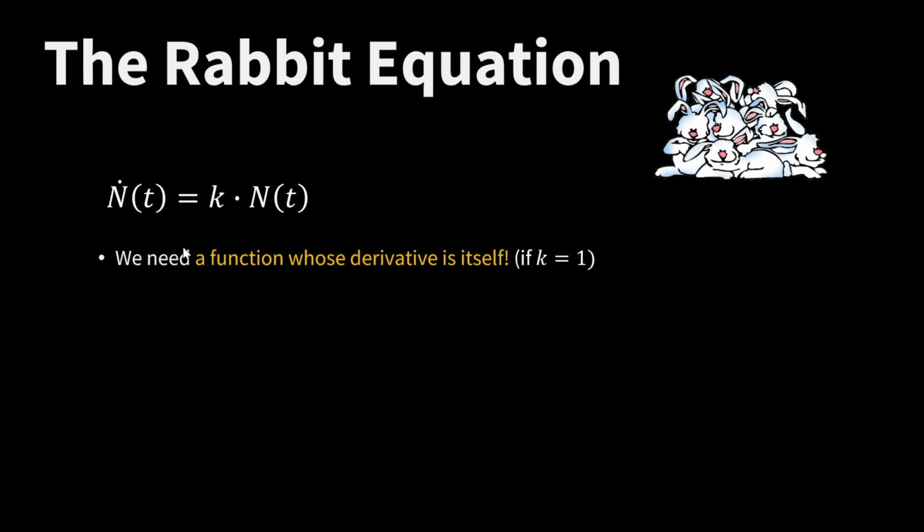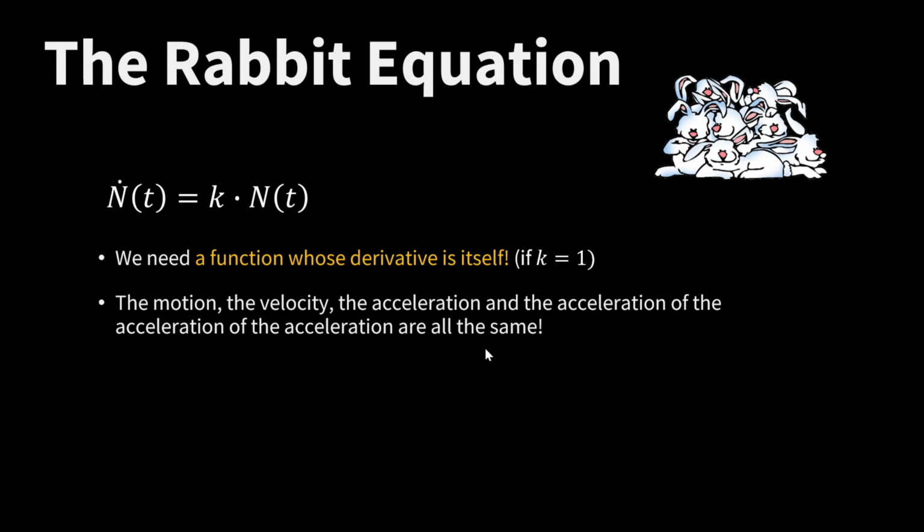What would that mean? In that case we need a function whose derivative is itself. Is that possible? This would mean that the motion, the velocity, the acceleration, the acceleration of the acceleration and so on, are all the same. Is this possible? Let's construct such a function. What about f of x equals x to the power of n? Well, the problem here is that this function is not strong enough. As we saw, the derivative of x to the power of n is n times x to the power of n minus 1. So when we differentiate, the power reduces by 1.